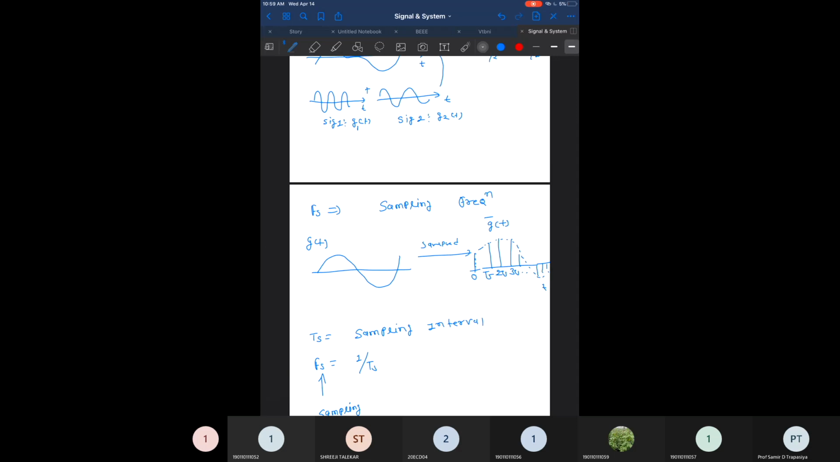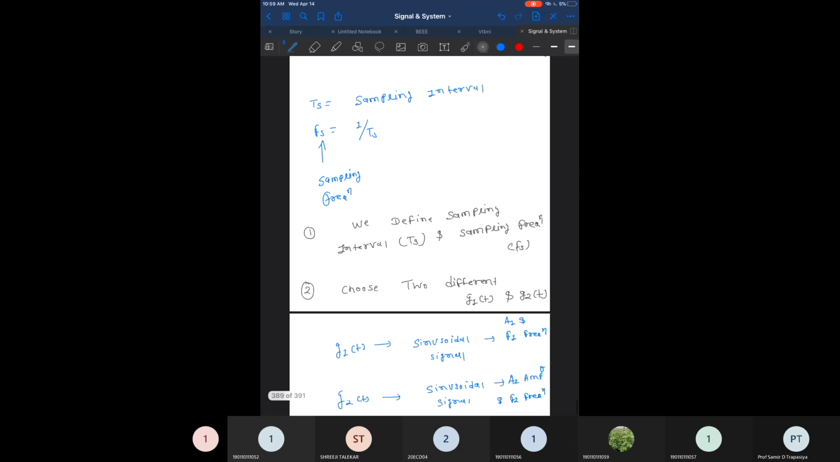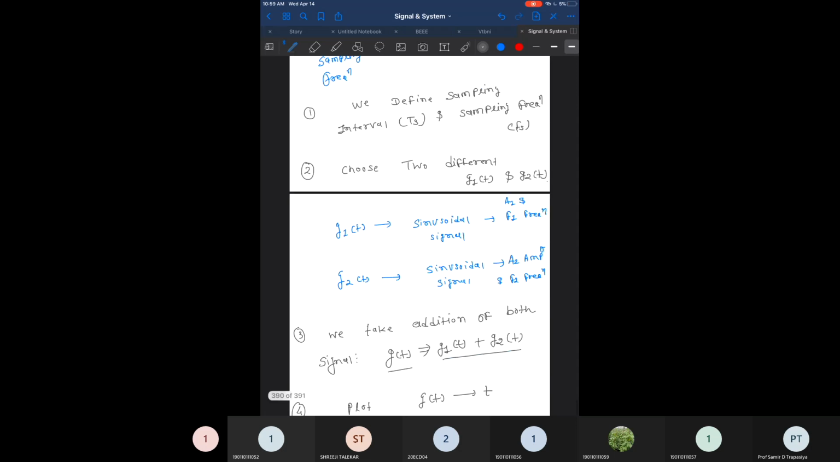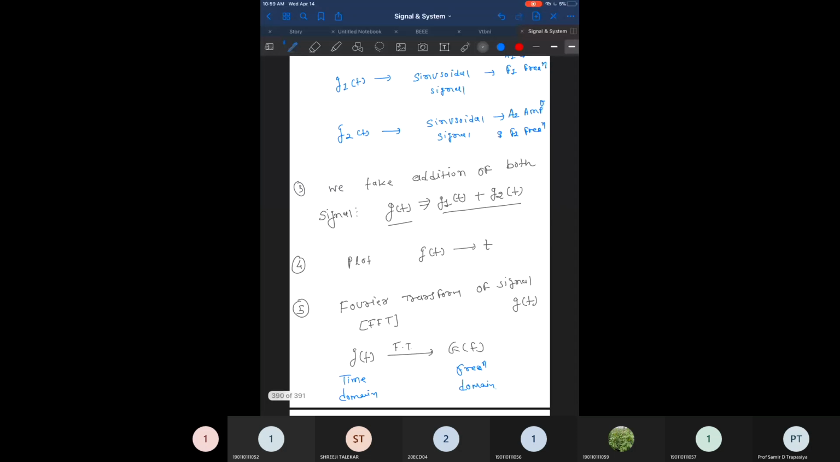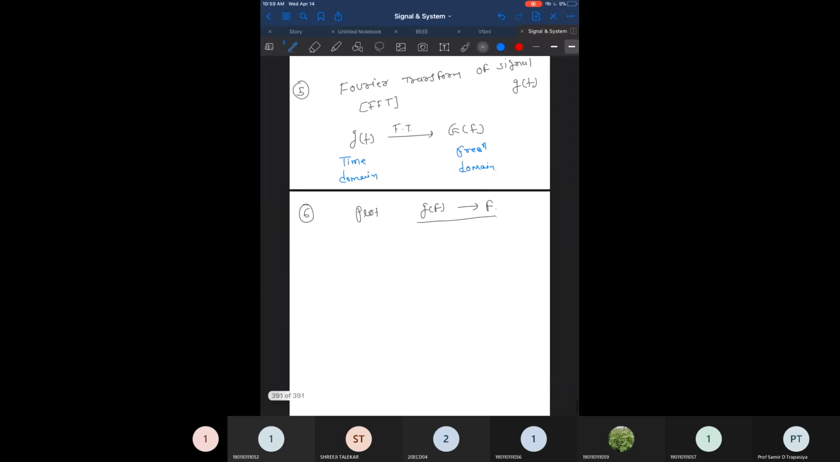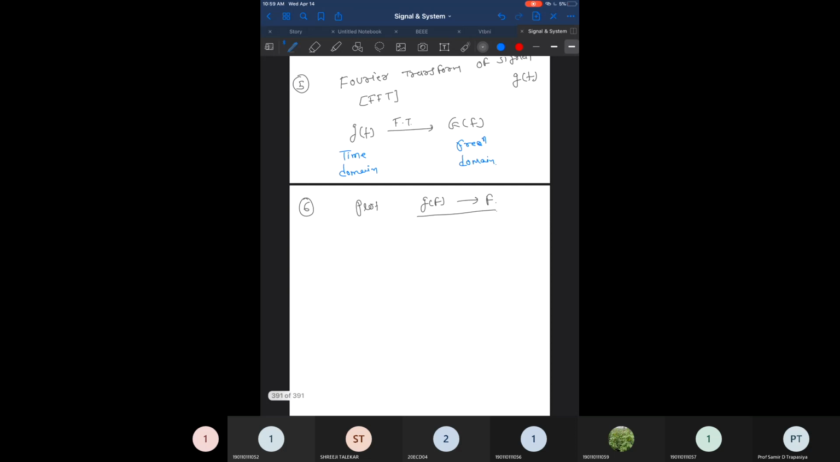t by simply adding G1 of t and G2 of t, and this g of t is passed through the process of a Fourier transform. Finally, as an output we get the frequency domain version of the g of t signal, which is known as the g of f signal, and then we are going to plot the graph of g of f versus f. So these are the basic steps, and now we will implement them.